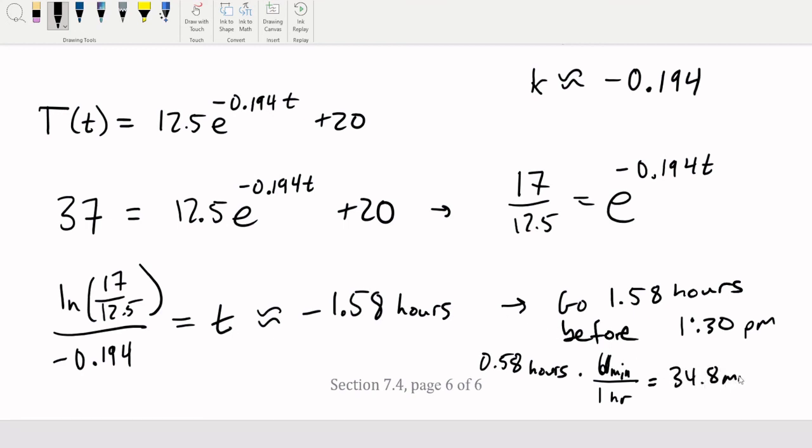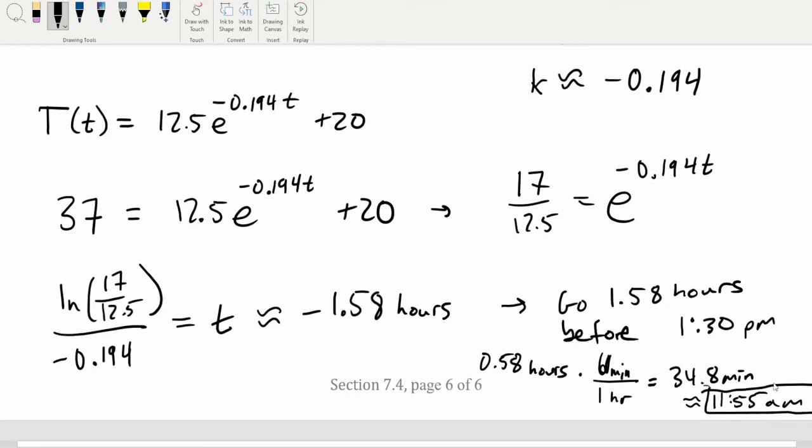So it's 34.8 minutes. So then to be more precise, we want to take 1:30 p.m., go back an hour and 34.8 minutes. So if we do that, we'd go back an hour, that's 12:30. Go back 30 minutes, that's 12. And then go back another 4.8 minutes, so about 5 minutes. So really this happened around 11:55 a.m. is when the murder happened.